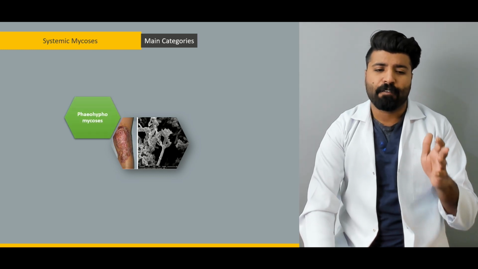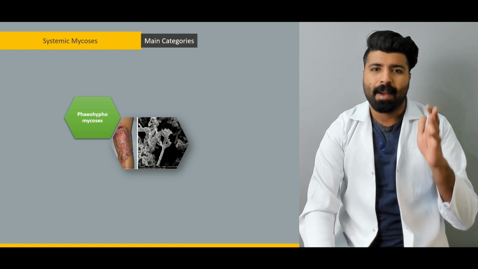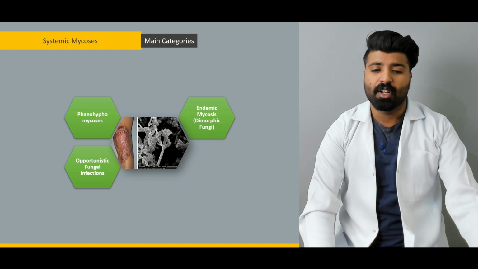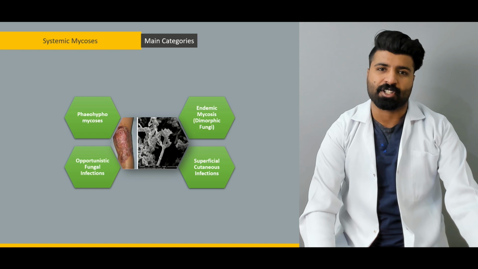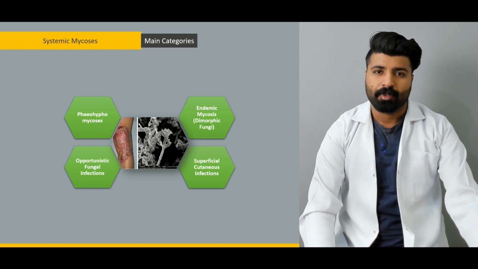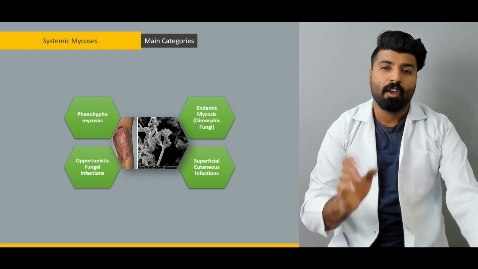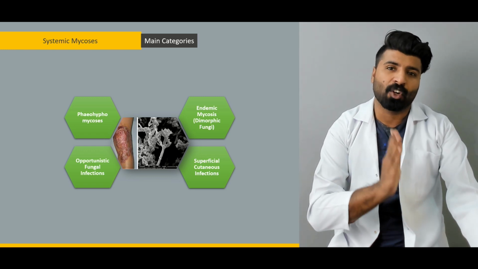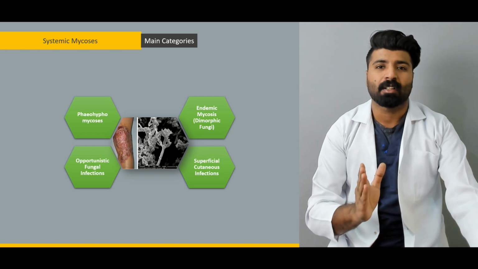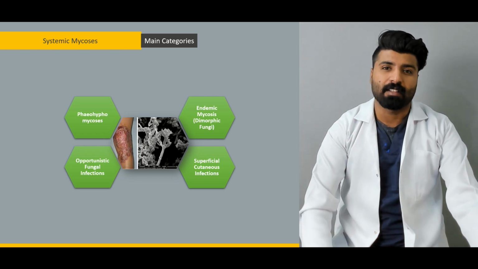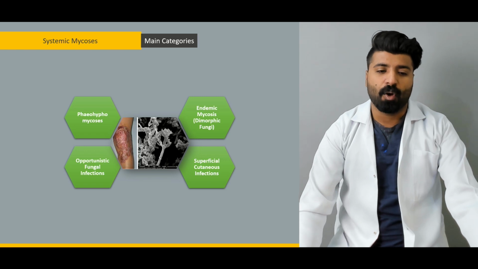First of all, we have Phaeohyphomycoses. Second, we have opportunistic fungal infections. Third, we have endemic mycosis. And fourth, we have superficial cutaneous infections. Now, these are the subtypes which are one way or another going to cause illness at your systemic levels. So, first of all, we have the Phaeohyphomycoses. Next one, we have opportunistic fungal infection.